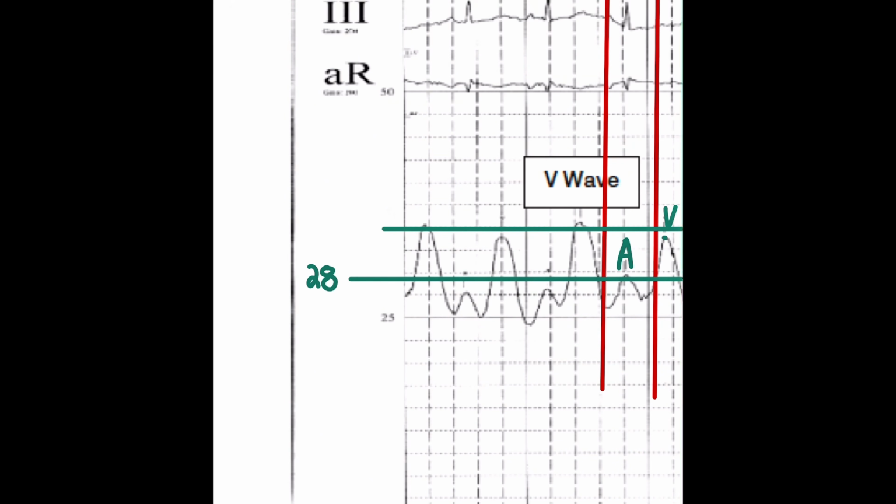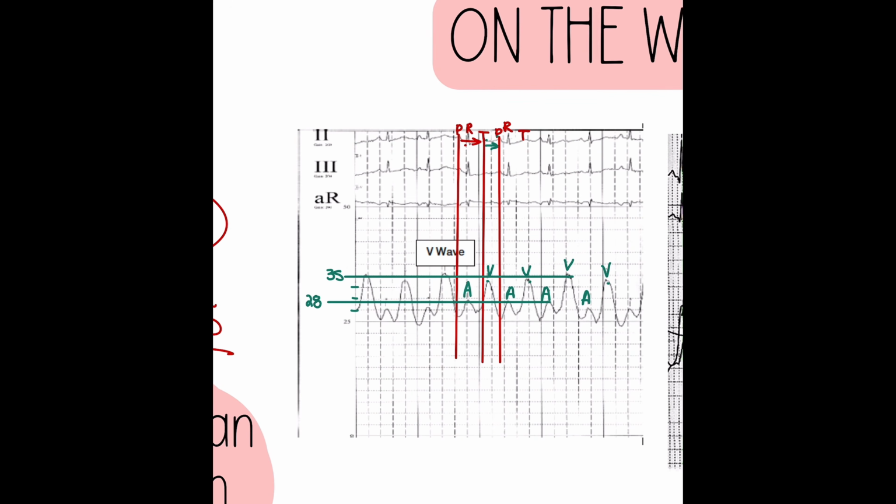This is 27.5. This is 30, 32.5, and then let's do one more, 35. Okay, so the A is 28, and the V is 35, which is not double. It's about 7 millimeters of mercury difference.